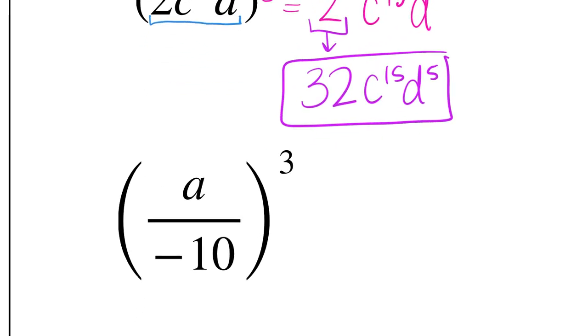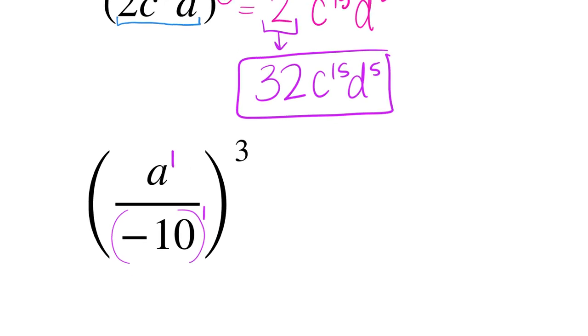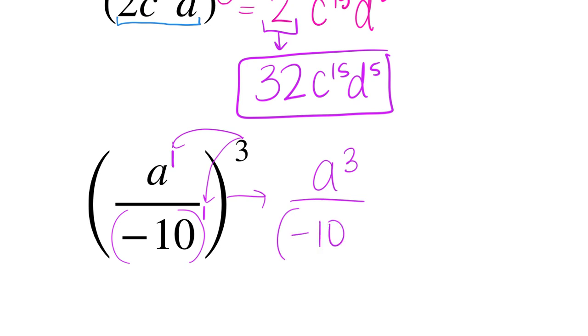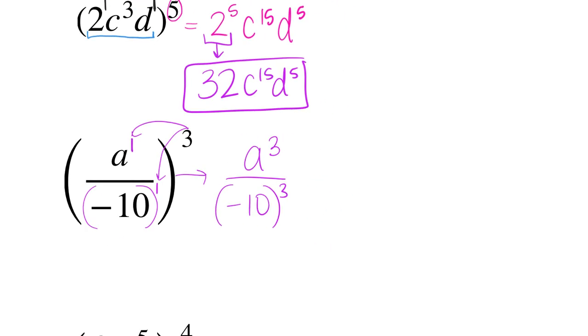So same thing with fractions. With a fraction, pretend there is a 1 on that a, right? And then think of this -10 as a negative number, right? So it's -10 to the 1st power. So here's what we would have, 3 times 1, 3 times 1 here. So this would turn into a to the 3rd over -10 to the 3rd. Now you can actually simplify that -10 to the 3rd. You can just raise that to the 3rd power. So this would be a to the 3rd over -1000.